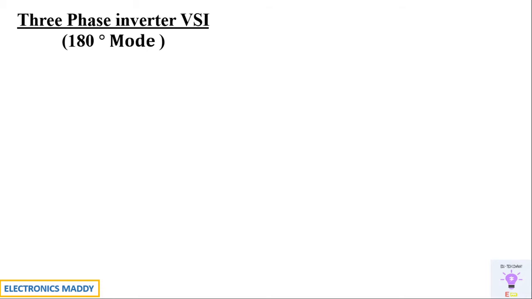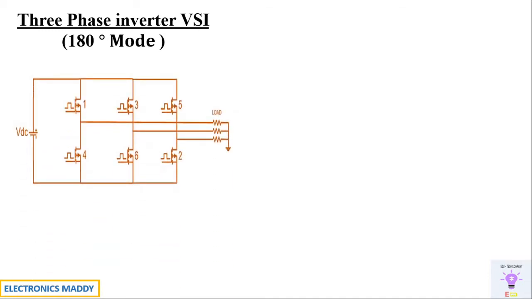In this video we are going to talk about a 3-phase inverter operating in 180 degree mode. This is a circuit diagram of a 3-phase inverter. Inverters are basically devices that are used to convert DC to AC, however in this case it will be converting DC to 3-phase AC, and hence the name 3-phase inverter.